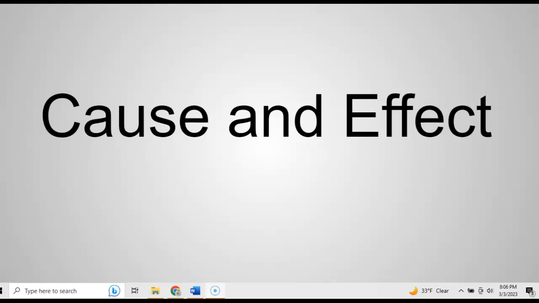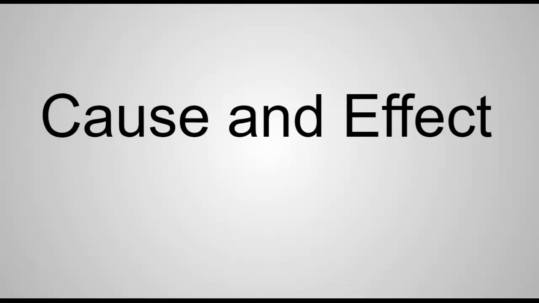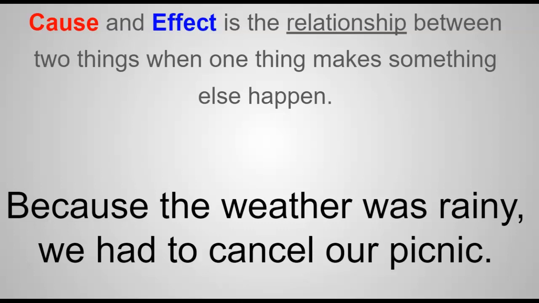Okay, today we're going to review the reading strategy cause and effect. This strategy is especially effective when reading informational text. Cause and effect is the relationship between two things when one thing makes something else happen. Let's look at this sentence. Because the weather was rainy, we had to cancel our picnic.